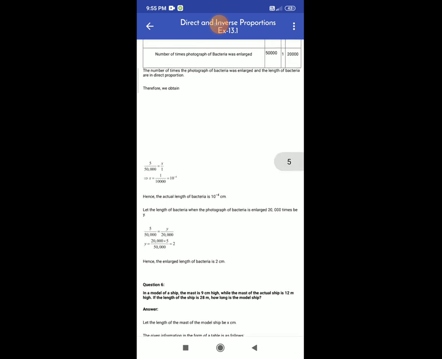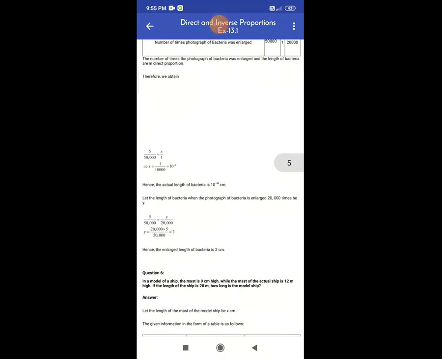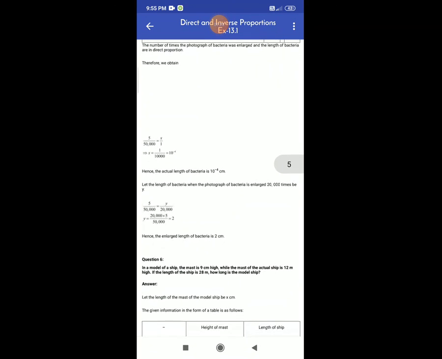So let the length of the bacteria when the photograph of the bacteria is enlarged 20,000 times be y. So therefore 5 divided by 50,000 is equal to y divided by 20,000. Therefore y is equal to 20,000 multiply 5 upon 50,000, and simplifying this we get 2. Hence the enlarged length of the bacteria is 2 centimeter.